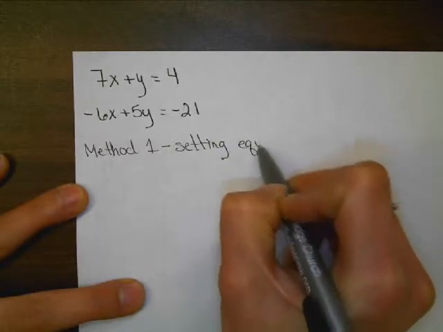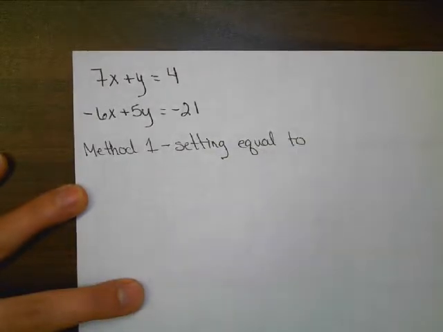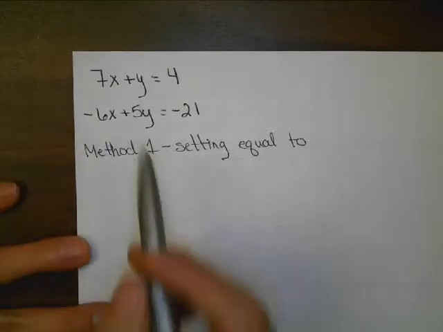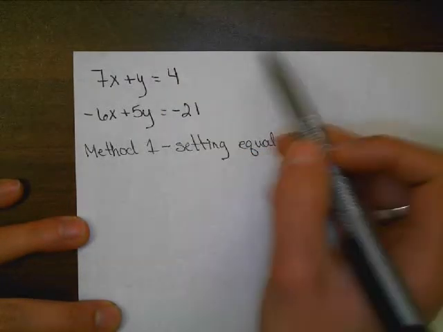When you use the setting equal to method, what you need to do is make sure you get a variable by itself for both equations and then set them equal to each other. I always like to get y by itself just because it's good practice. So for this first one here, we're going to get y by itself.